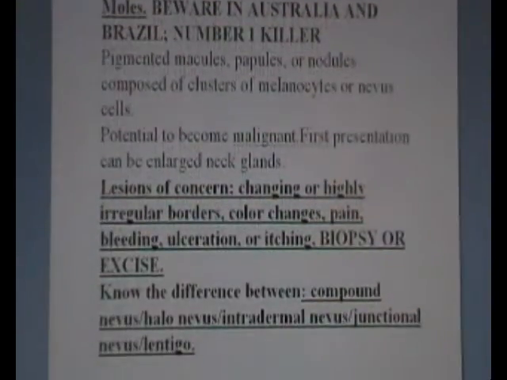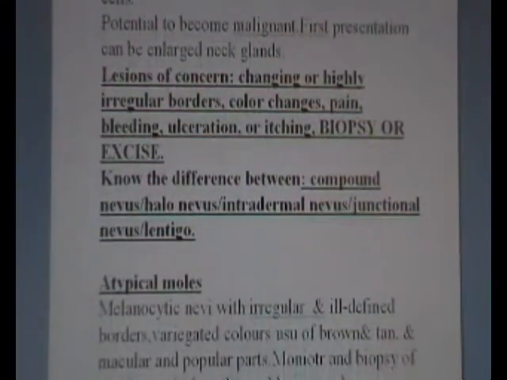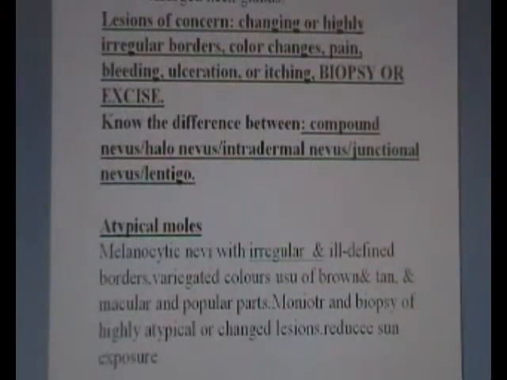Now, in contrast to lipoma, yes, moles. These are a terrible problem, you know. You've got to really be aware of them in Australia, Brazil. These are one of the number one killers in countries with high sunshine. Pigmented macules, papules, nodules composed of clusters of melanocytes or nevus cells that potentially become malignant. Lesions of concern, you've got to know this: changing or highly irregular borders, colour changes, pain, bleeding, ulceration, itching. Biopsy or excise. You've got to biopsy or excise this.